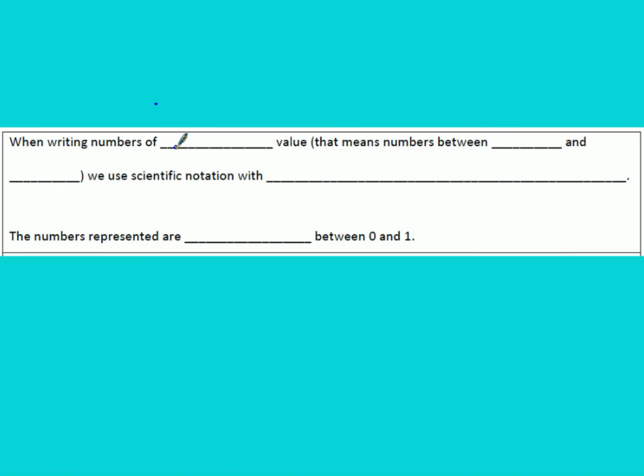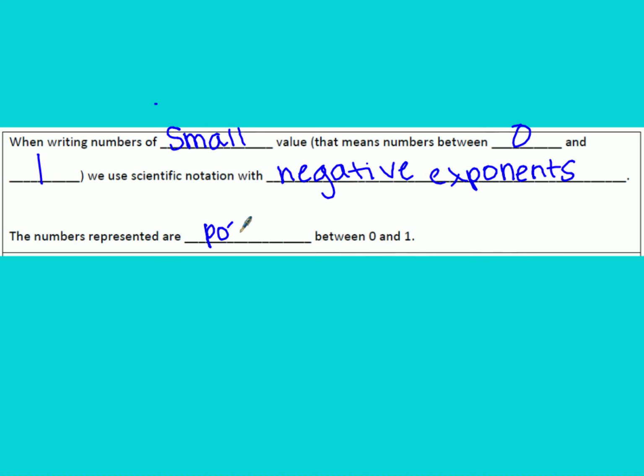So we've done a lot of examples with positive exponents on our powers of 10, but now we're going to be talking about when we write numbers of small value, and that means numbers that are between 0 and 1. We'll be using scientific notation with negative exponents. So you can relate this back to when we talked about the positive and negative powers of 10. Whenever we saw negative powers of 10, we made numbers that were between 0 and 1. So these numbers that are represented are positive, and they're between 0 and 1. So even though they have that negative exponent, we don't have a negative number.